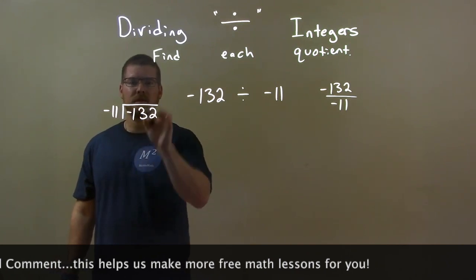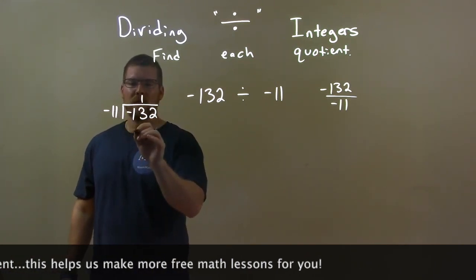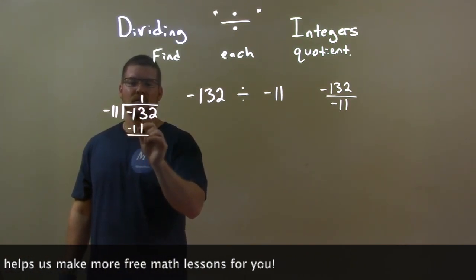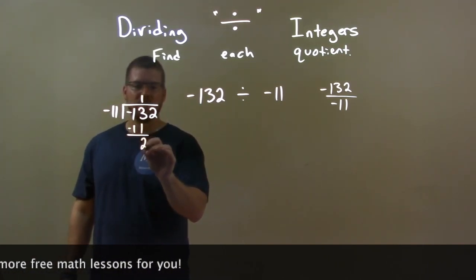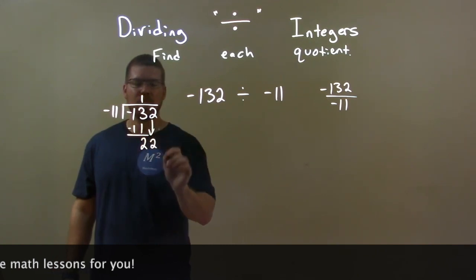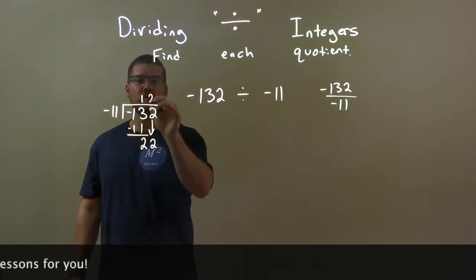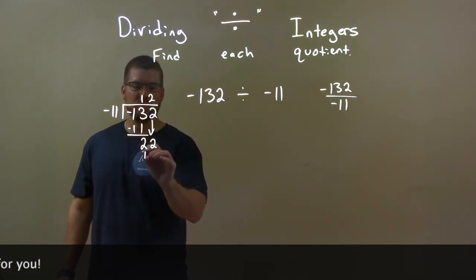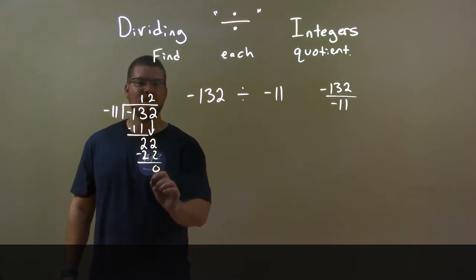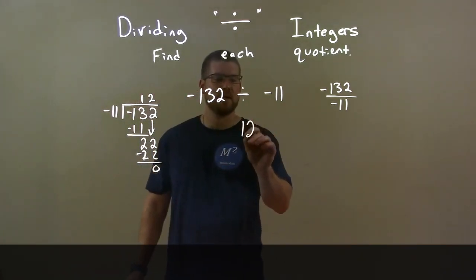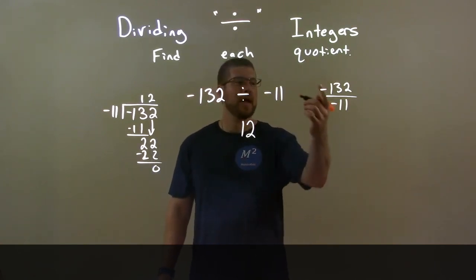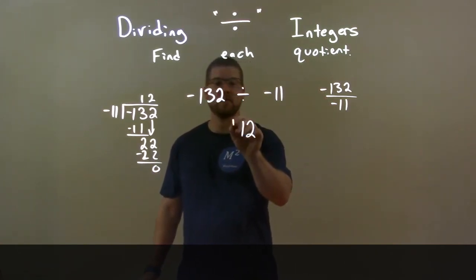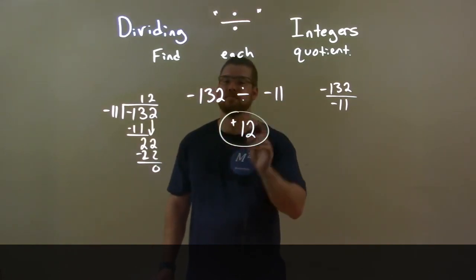11 goes into 13 one time, right? 1 times 11 is 11. Subtract the 2 and ignore the negatives in there, right? 13 minus 11 is a 2, and then we bring down this 2. Now 11 goes into 22 2 times evenly. 2 times 11 is 22, and we get 0. So this actually comes out to be a 12. Now we have to worry about the negatives. Well, a negative divided by negative is a positive, so our final answer here is just positive 12.